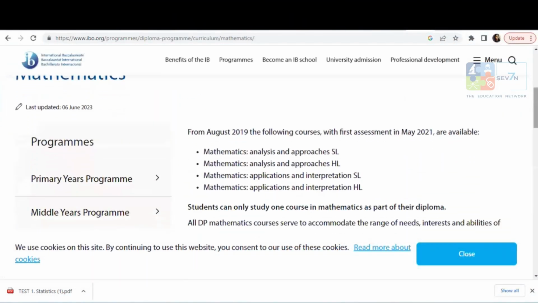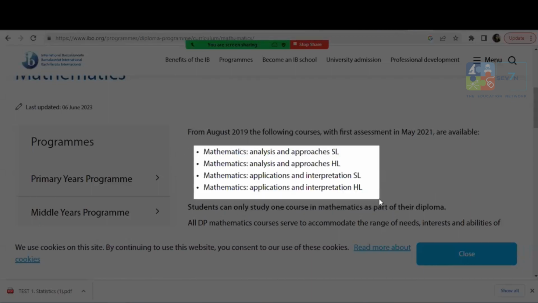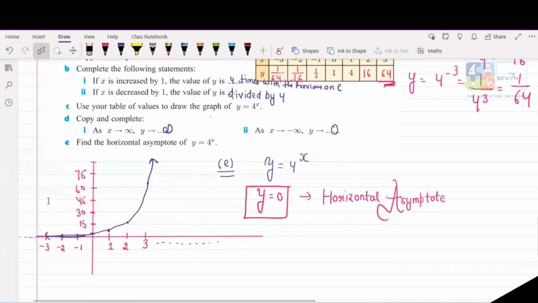There are different levels in IBDP Maths. I'm talking about these 4 levels, okay? Here we have 4 levels and the 4 books, in fact.